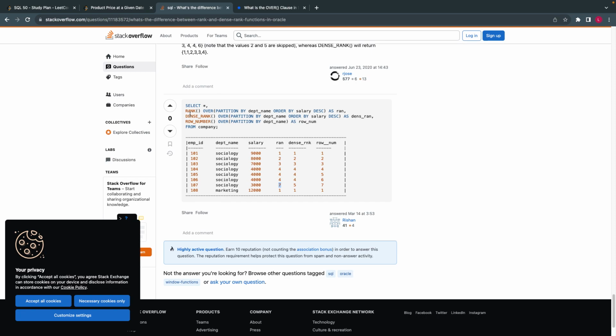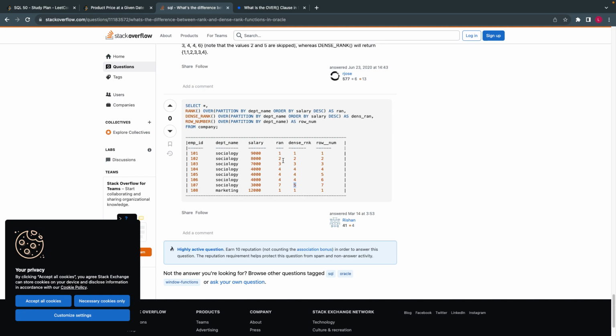However, dense rank doesn't do that. Even if it is a tie, it gives all the equal number, because they are the same number. But next time, when you find a new value, it starts from the next value, it doesn't skip any values. This is the difference between dense rank and rank. This is one of the most common interview questions.